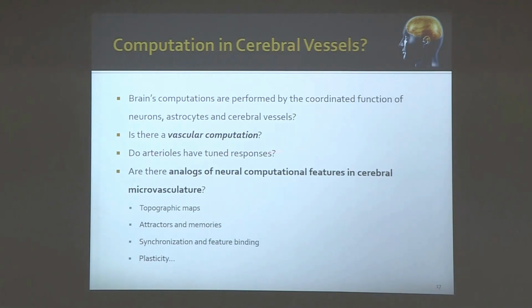Now, do arterioles have tuned responses? That is, if I show an oriented bar to the visual cortex, are we likely to find an arteriole which will respond and dilate specifically in response to that kind of oriented bar? Very likely. I would bet on it, that's going to happen.